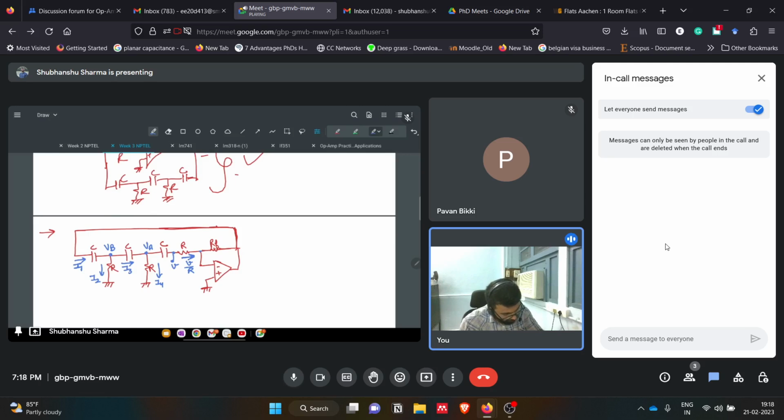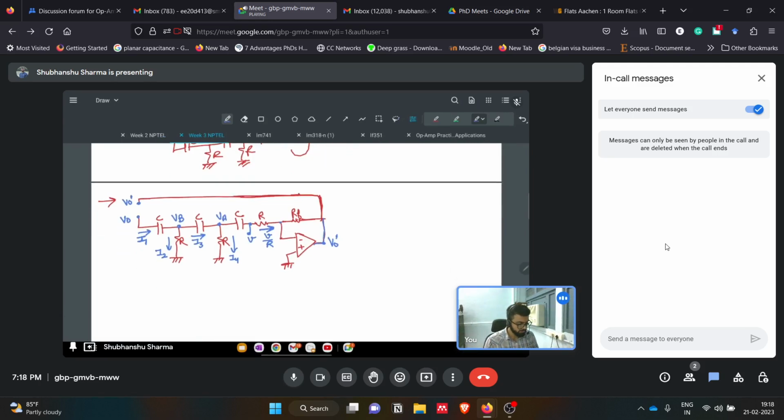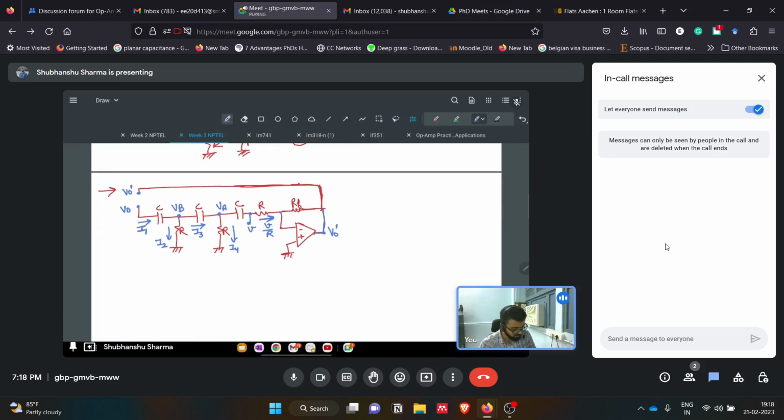So now for this is V naught. Now for simplicity, for calculation basically, I will break the circuit from here. I break the circuit from here. Then I will keep this as V naught prime, and this I will keep as V naught. So this will become V naught prime because this is being attached to it here. So this is the circuit, and this circuit we will analyze.